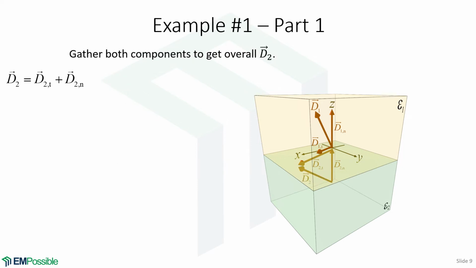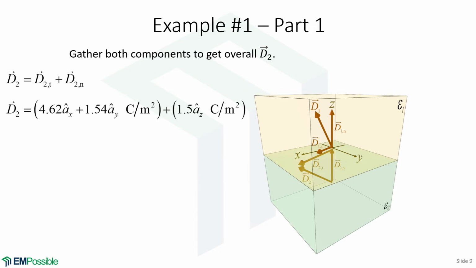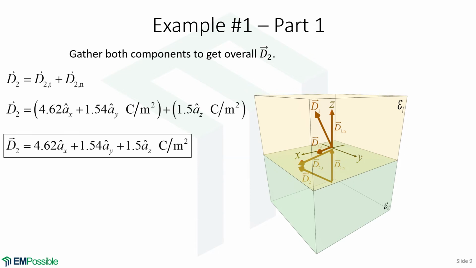Well, we've calculated both the normal and tangential components of D2, so we simply add those together, we combine them to get overall D2, which we've also plotted in our figure over here. So we have our expressions for the tangential and normal component, and we add them together. We have our final expression for D2, and we draw a nice box around it to indicate that's the final answer.